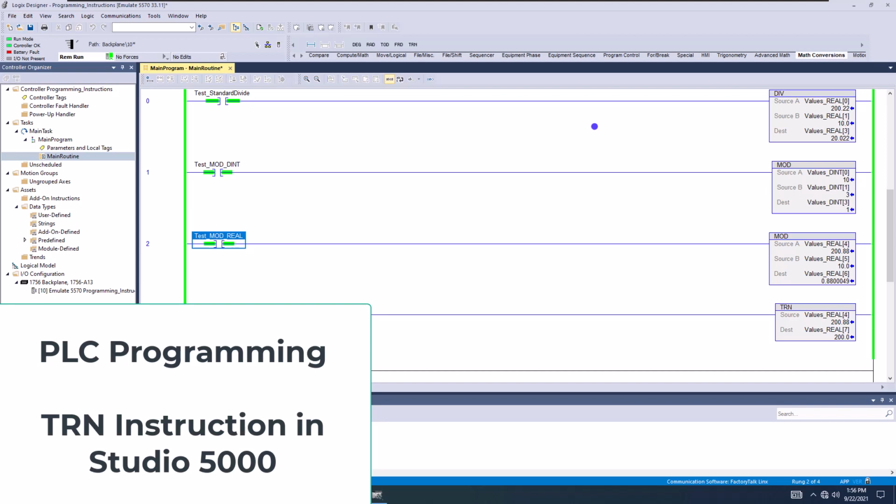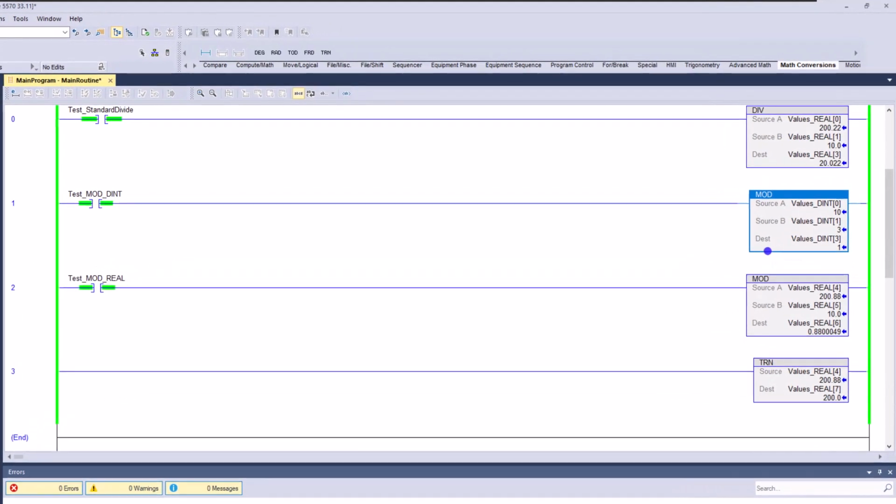Alright, so in our last video we talked about the divide and the mod and how that works, right? The divide basically divides source A by source B and gets the destination, like in the example we gave, 20.022. Then we talked about the mod, which is source A divided by source B and gives the remainder of that and puts it in the destination.